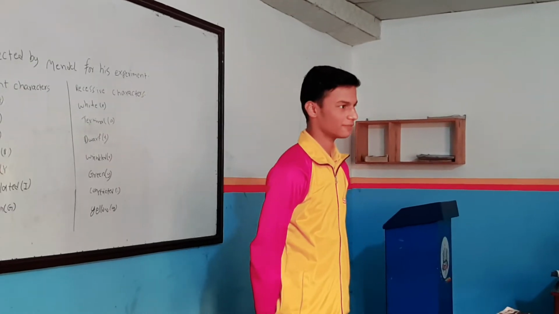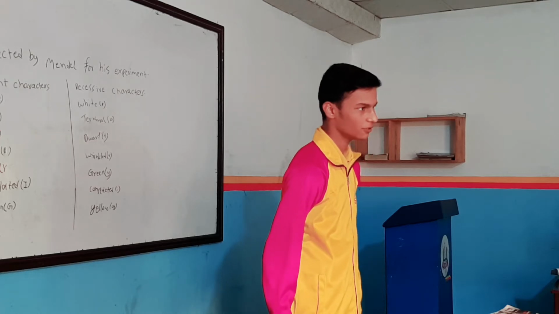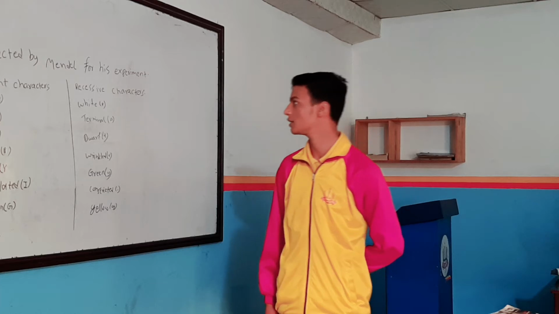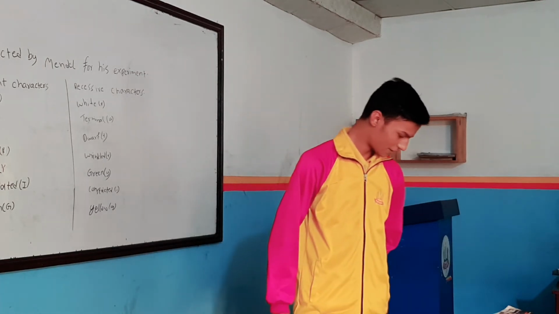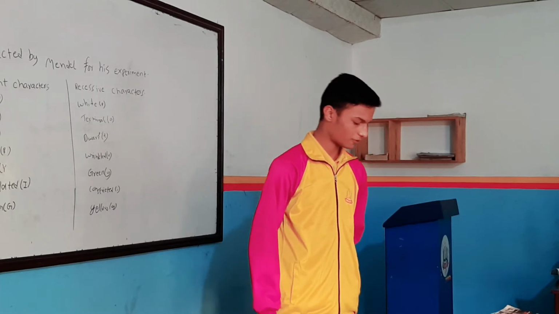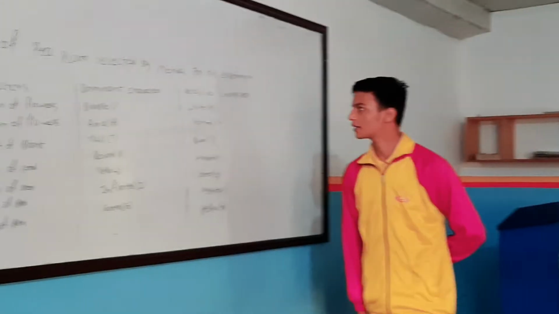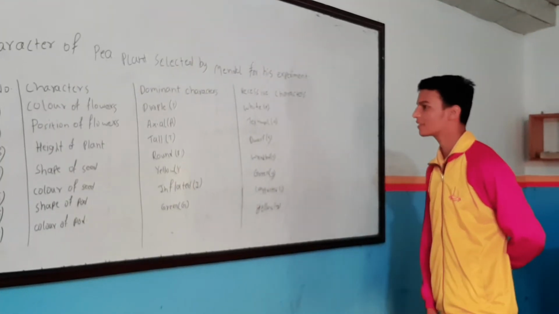As you all know, it's me, Dr. Gupta, standing in front of you to give a presentation on the topic of characters of the plant selected by Mendel for his experiment. Mendel selected 7 pairs of contrasting characters of the plants. They are given as dominant characters and recessive characters.